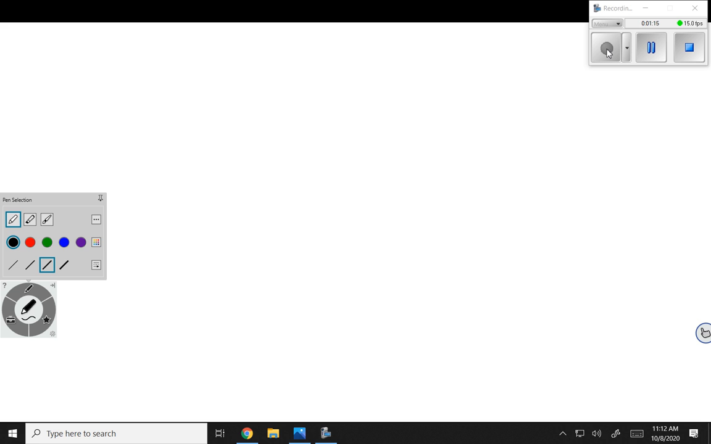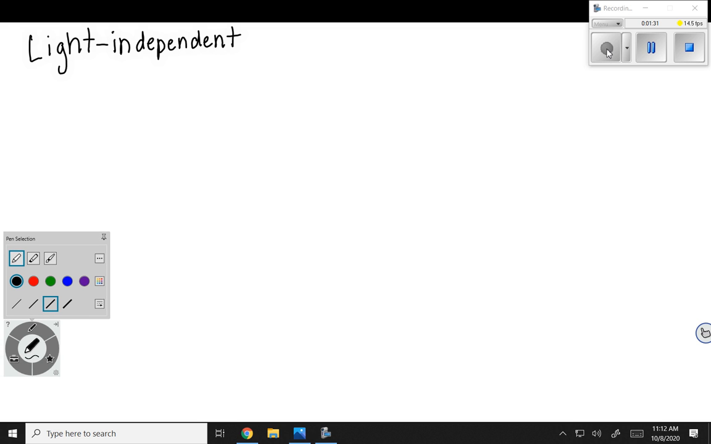All right. So light-independent reactions. That means this part does not need light. Now, it couldn't happen if it didn't have the products from the first stage, so it kind of needs light, but it doesn't directly need it in this phase. And I like to split it into 3 steps.